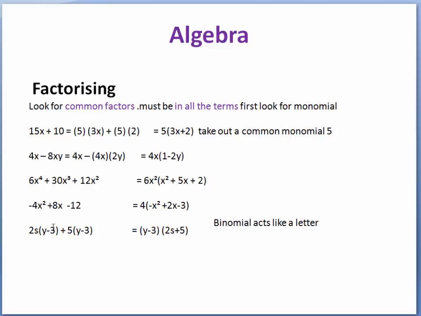In this case, we're given a binomial. So remember, like this in brackets on the top, we had this. So this is a common binomial. We can put that on the outside, y minus 3. And there's 2s plus 5 in the second lot of brackets. And that's factorized. So the binomial in this case acts like a letter or a number, and because it's common in both terms, it's a common factor, we can have it by itself to start.